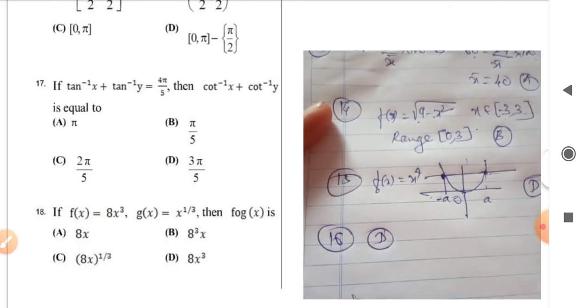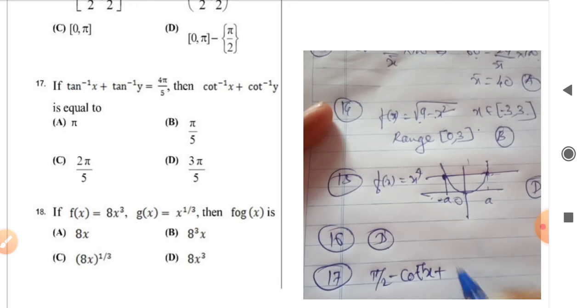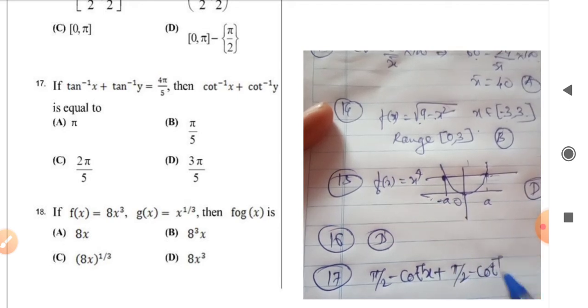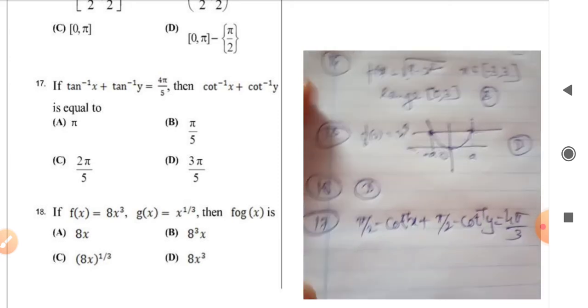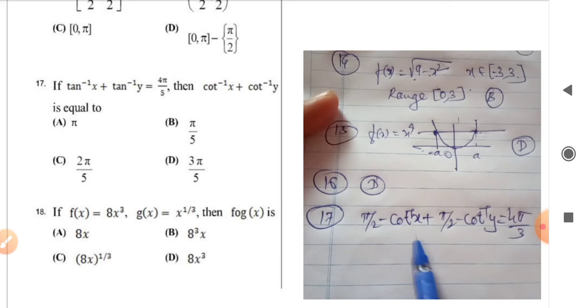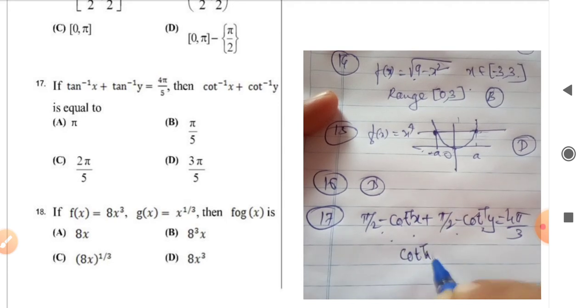17th question, tan inverse of x plus tan inverse of y equal to 4 pi by 3. It is a very simple question, you know very well how to write tan inverse of x, which is pi by 2 minus cot inverse of x, correct. Similarly, tan inverse of y is again pi by 2 minus cot inverse of y, that is equal to 4 pi by 3. And finally look at this, what they are asking here is the value of cot inverse of x plus cot inverse of y. The pi by 2 terms make pi, and if I take these two terms to the right side, you get cot inverse of x plus cot inverse of y equal to pi minus 4 pi by 3.